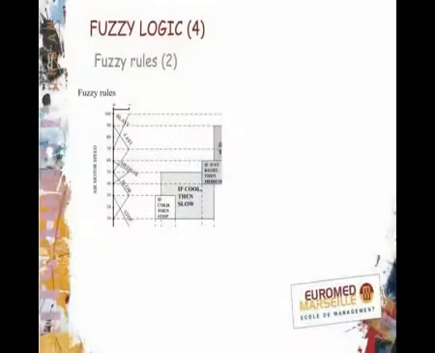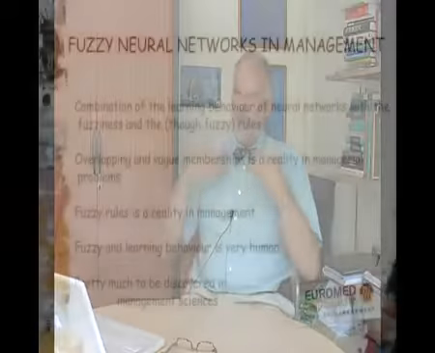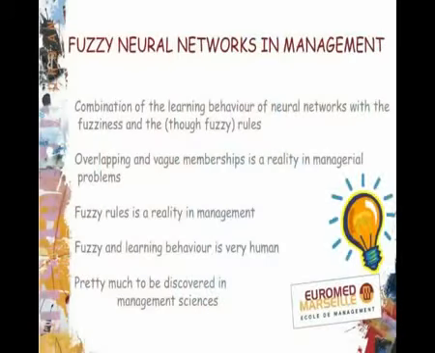If it becomes warmer, it turns a little bit harder. If it becomes cooler, it turns a little bit less. And then, of course, the last one is a combination of neural networks, the concept of learning, with the concept of fuzziness. So where you have fuzzy concepts that can learn, that I personally think is really the future.